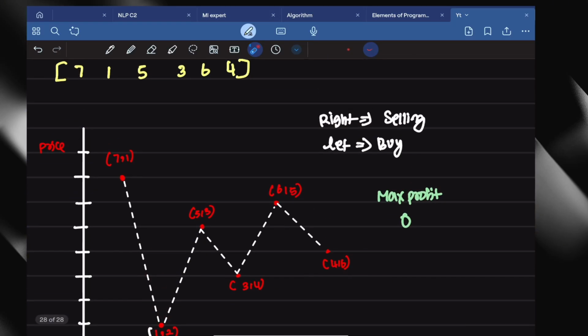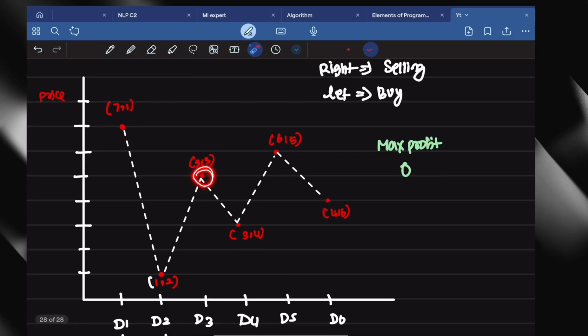So in our given input, this is one of the peaks. If we sell this at day 3, what is the price? The price is 5, so the profit is going to be 5 minus 1, which is 4. You're going to get 4 profit. Obviously you just got a profit, but the question asks you to find the maximum profit.